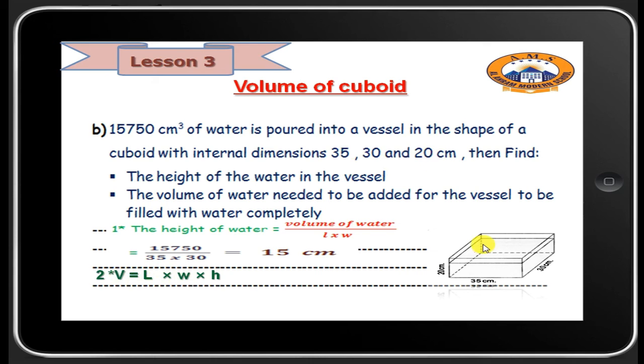So let's continue. The volume of the vessel, length times width times height. This is the height of the vessel itself. So I will multiply 35 times 30 times 20. That will give me 21,000 cubic centimeter. This is the entire volume of the vessel.